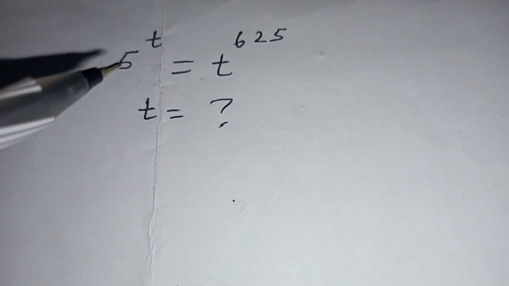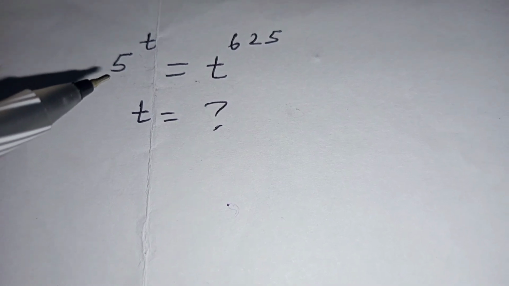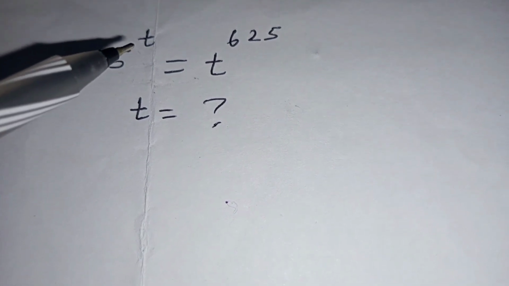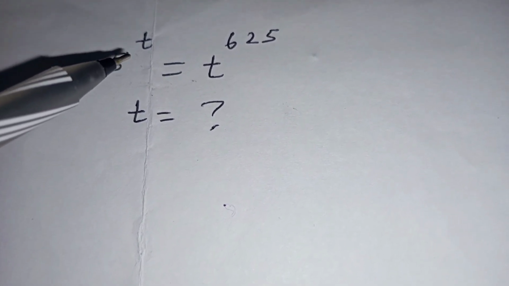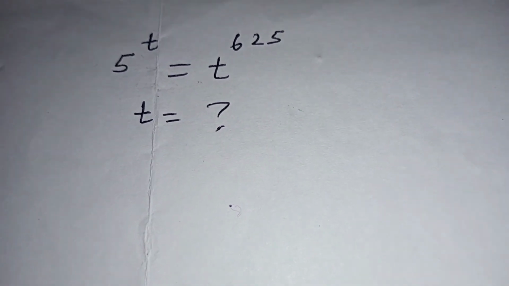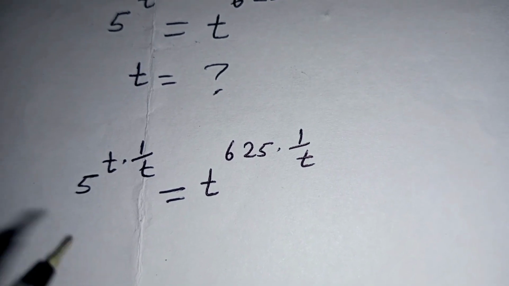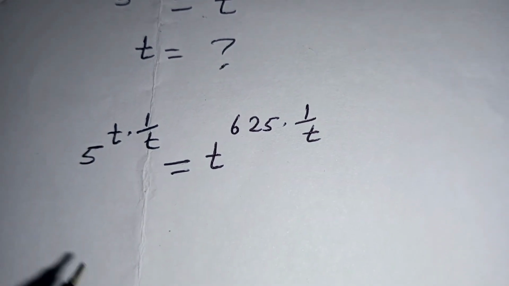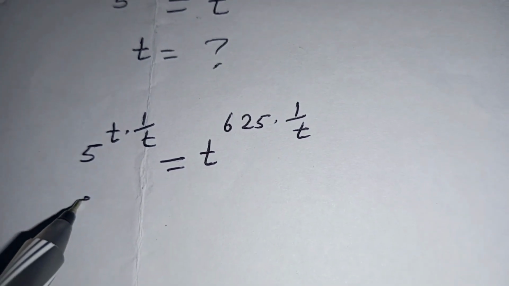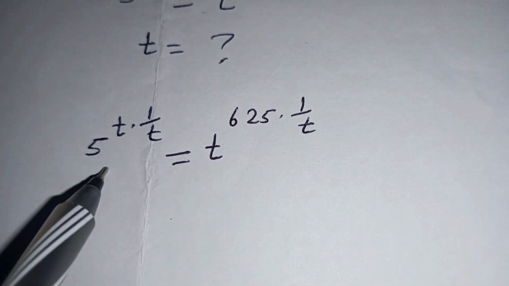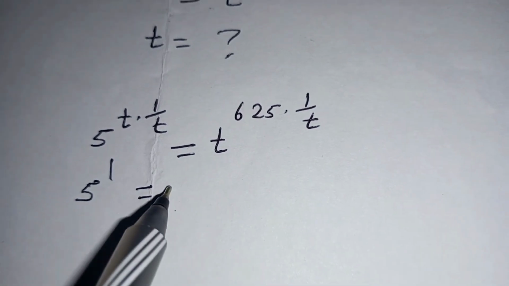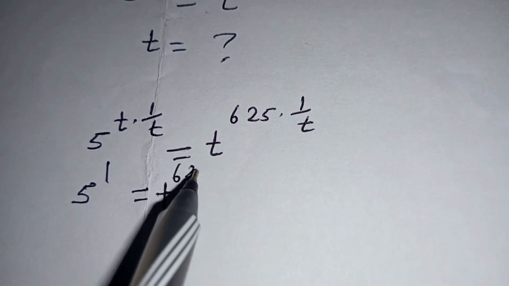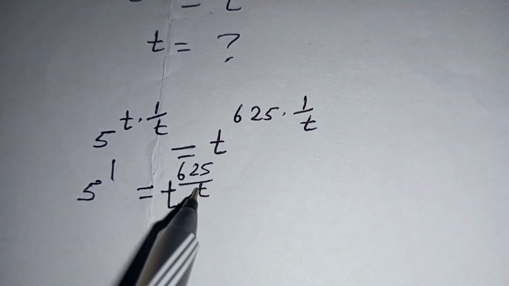And how do we collect the like terms together here? First of all, we are going to multiply on the left hand side the index of t by the reciprocal of t as follows. So 5 power t multiplied by the reciprocal of t, which is 1 over t. On the left hand side, we are going to be left with the 5 power 1, which is equal to the right hand side, whereby we are going to be left with the t power 625 over t.